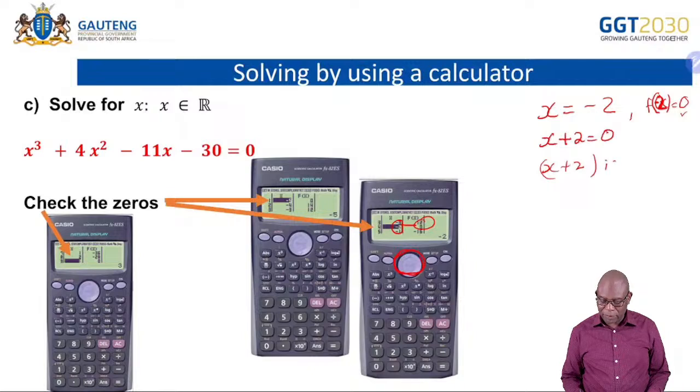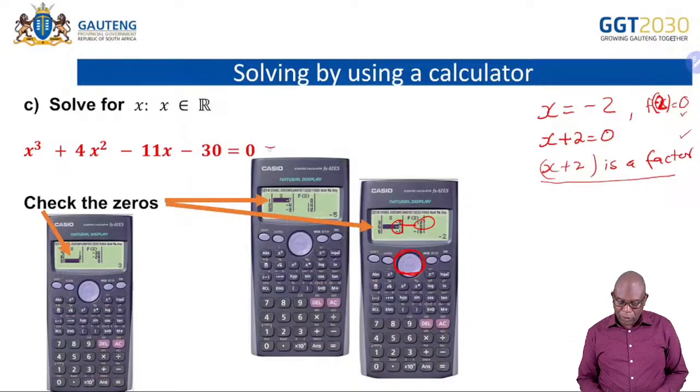So it's a factor. Why? Because it gives us 0. The rest are not factors because they're not giving us 0. So that is one of the factors. So here I know that x plus 2 is one factor.